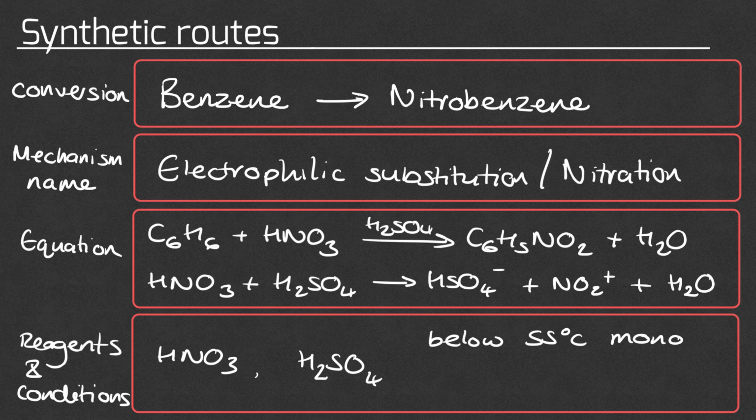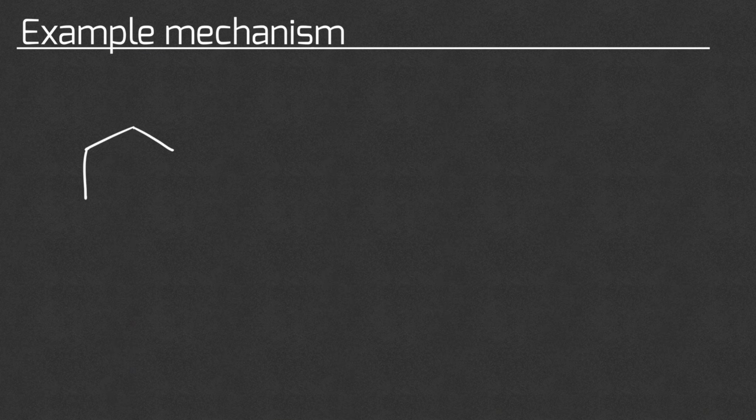The reagents and conditions for this reaction would be nitric acid, sulfuric acid, and a temperature of below 55 degrees if you want mono substitution. Above 55 degrees, you'll have multiple substitutions taking place. An example mechanism would show the benzene molecule and the nitro NO2+ ion.